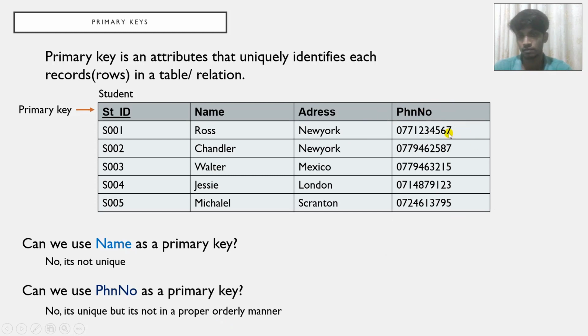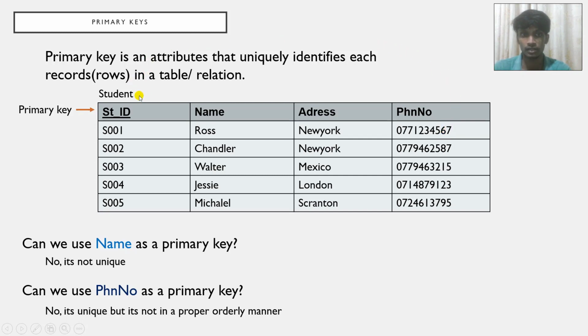Imagine this phone number as a primary key. Then our primary key will be unique. It's okay, but it's not in an orderly manner. It is starting with this number, then there will be this number and this number, like that. There will be random phone numbers, or some random values for this attribute. So it's unique, but it's random. It's not in an orderly manner.